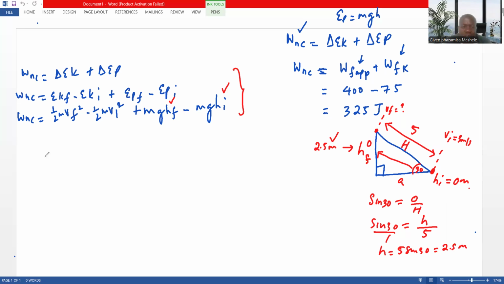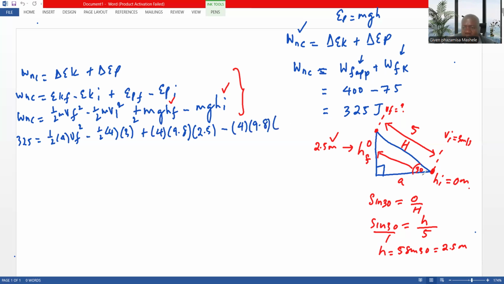What is the work done by non-conservative force? It's 325. We know the mass is 4, so we're going to say half into 4. Final velocity, we don't know. Half into 4. Initial velocity, we know is 3. Plus mass is 4. Gravitational acceleration 9.8. What is the height final? Height final is actually 2.5. We got it now. Mass is 4. Gravitational acceleration is 9.8. What is the height initial? Height initial is 0.